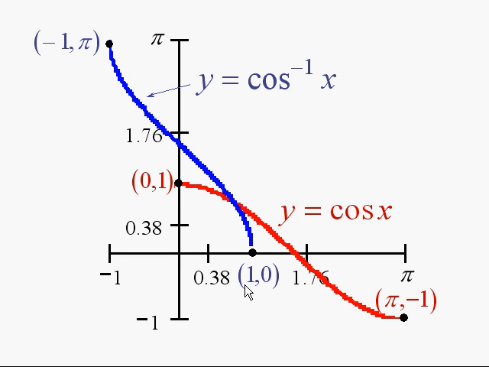So here's a picture. We're going to do the same geometric approach of taking the appropriate restricted domain for the cosine function and reflecting that around the diagonal line y equals x to interchange the variables x and y to see this blue curve, which is the graph of the inverse cosine.